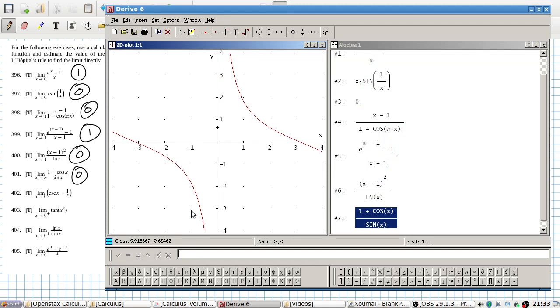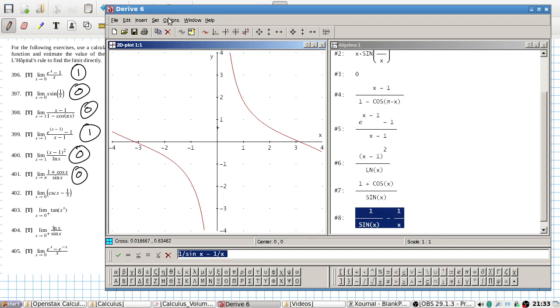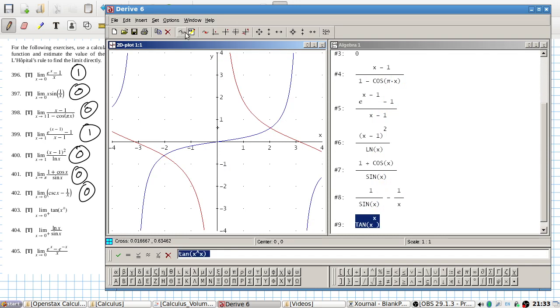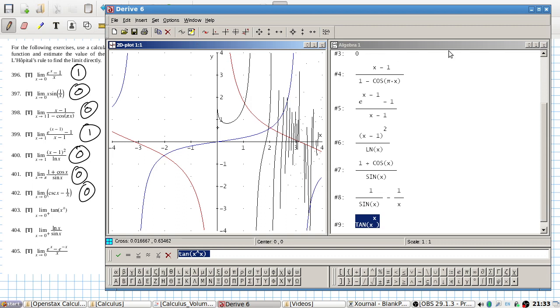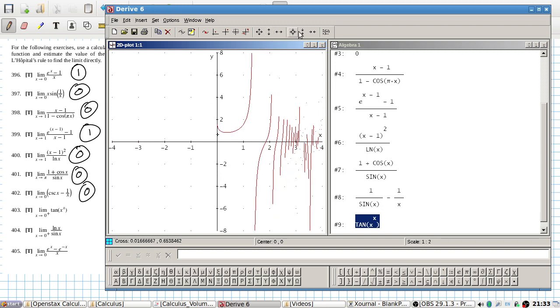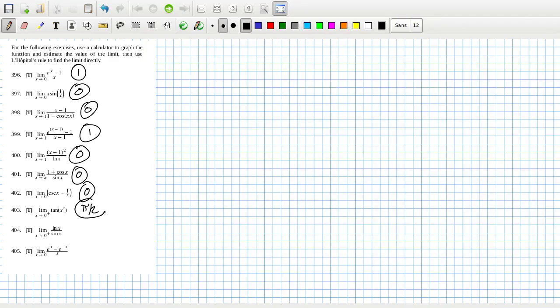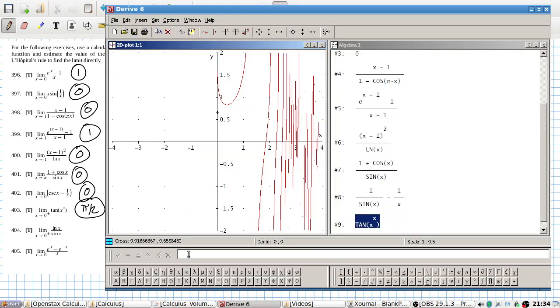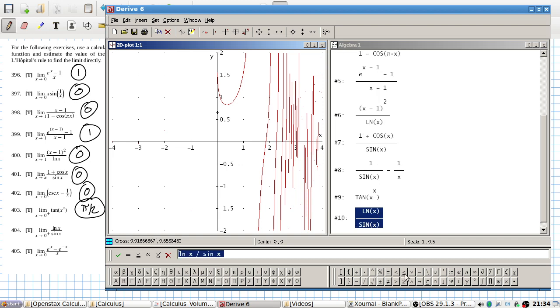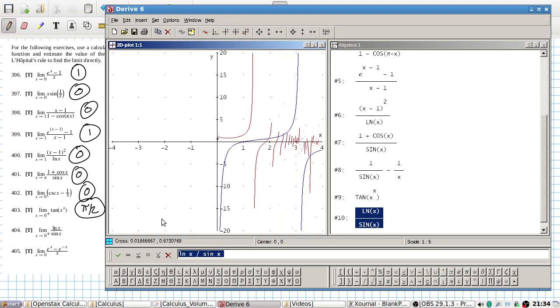And then 1 over sin x minus 1 over x, towards 0. Then tan of x to the power x, towards positive 0. What the? Pi over 2, I'm guessing. Total guess here, pi over 2. Then log x over sin x towards 0. Minus infinity.